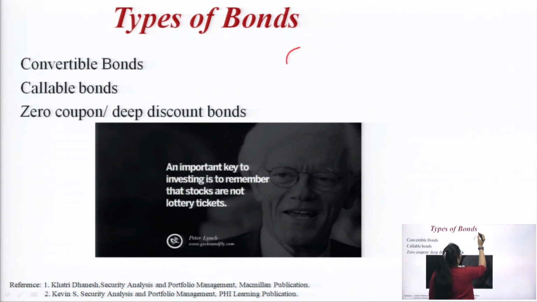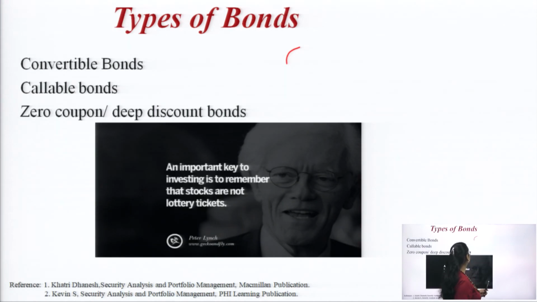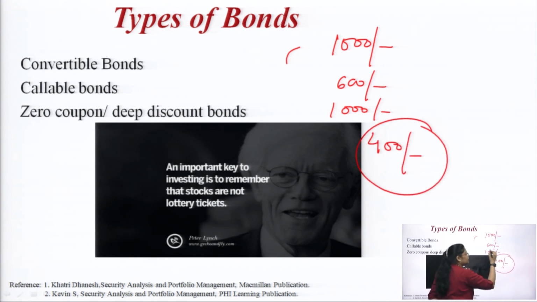Suppose we have a bond of 1000 rupees. Now, if this 1000 rupee bond is a deep discount bond or a zero coupon bond, it may be issued at, suppose, rupees 600. So, the issue rate is 600 here. At the time of maturity, on the specified date at which this bond matures, it would be redeemed at 1000 itself. So, what is the earning? Rupees 400. This is the deep discount that is offered on such bonds.